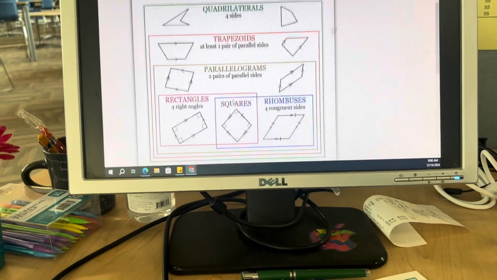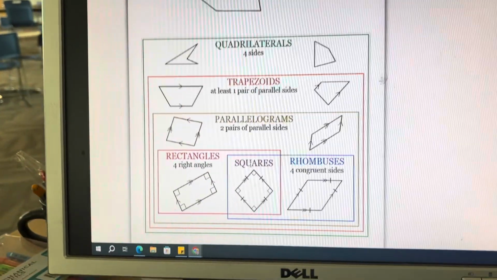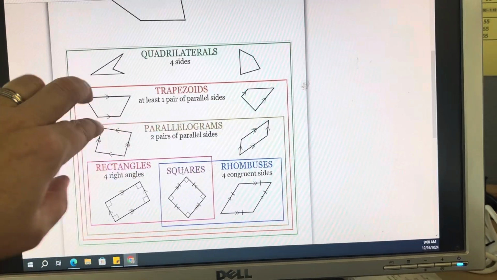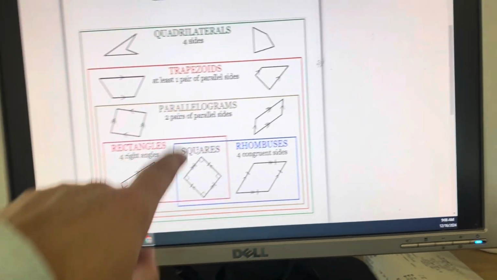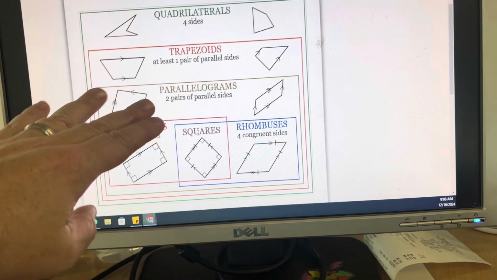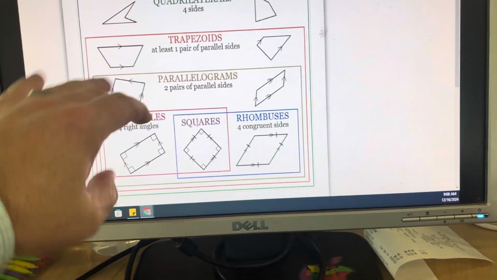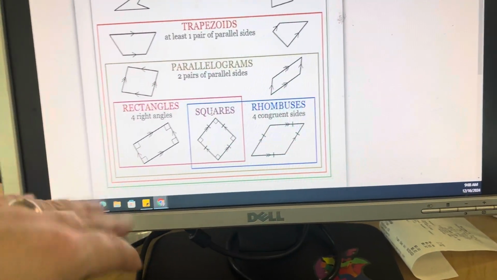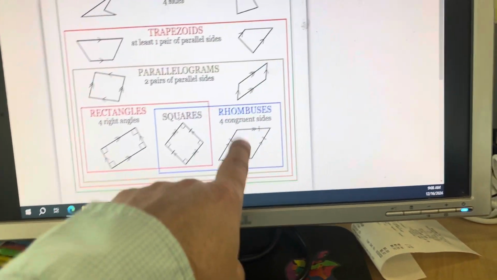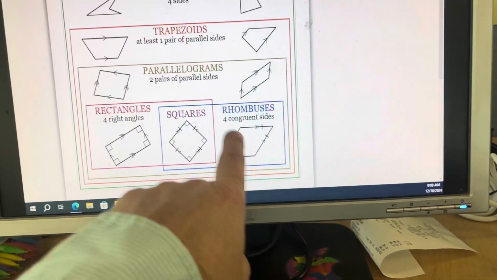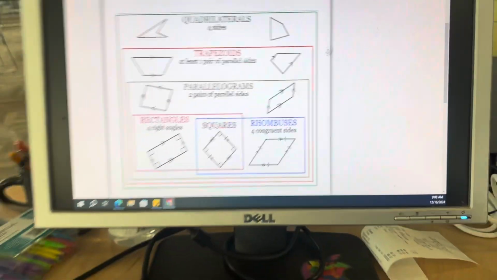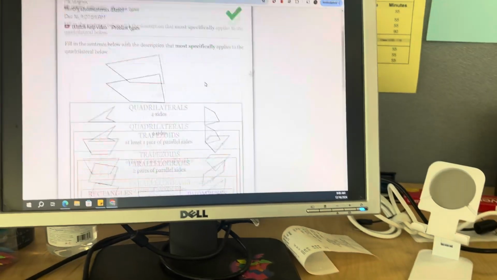And it has the categorization. So remember, quadrilaterals have 4 sides. Trapezoids are specific ones that have a pair of parallel sides. The parallelograms have 2 pairs of parallel sides, or opposite sides that are congruent, or opposite angles that are congruent, and stuff like that. Then we have the rectangles that specifically they have the right angles. We have the rhombuses where specifically all the sides are congruent, and the square is the overlap of the rectangle and the rhombus. It is both.